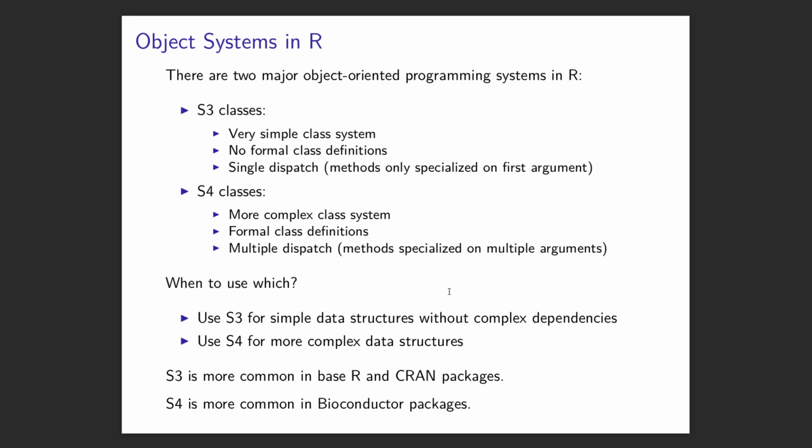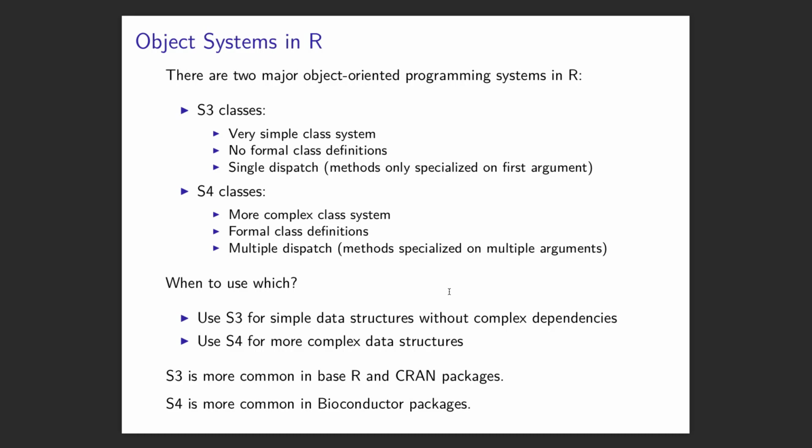S4 classes are a more complex and formal class system. Bioconductor is probably the biggest user of S4 classes because Bioconductor is designed for handling complex biological genomics and proteomics data. So we benefit the most from having more formal class definitions and a more complex class system that can account for all of the actual complexities in real-life biological data.